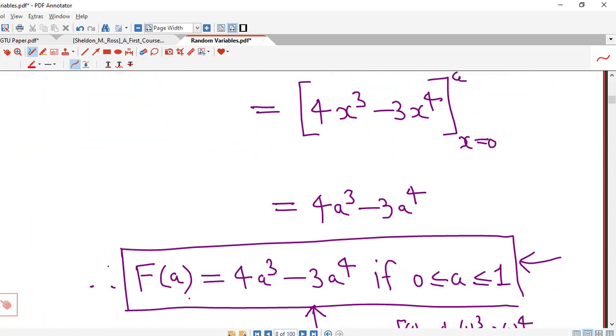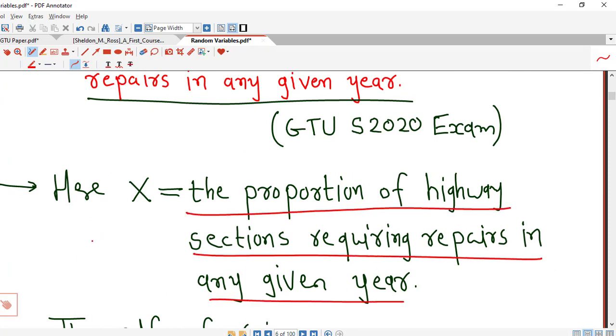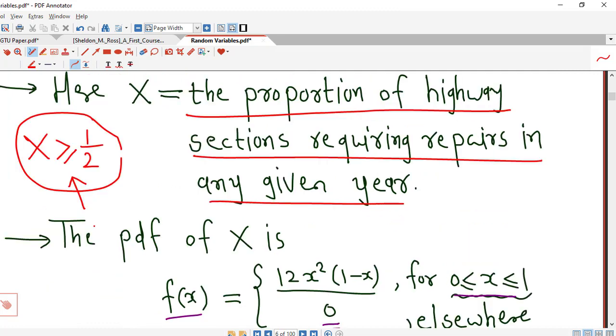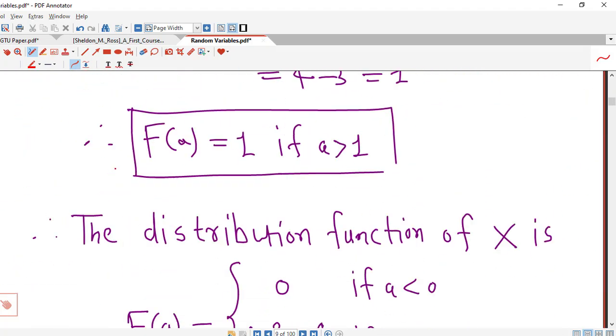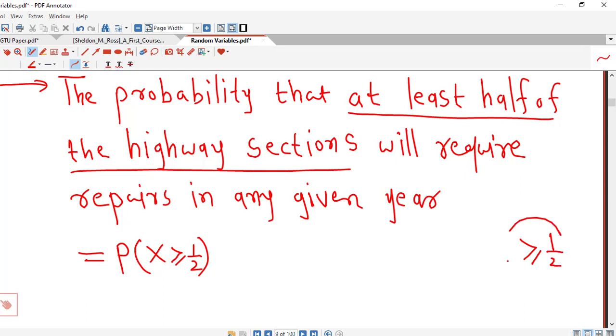Now random variable x is the proportion of highway sections requiring repairs in any given year, and we are asked to find the probability that half of the highway sections will require repair in any given year. That means random variable x is greater than or equal to half, that is 1 by 2. So the half of the highway sections requiring repairs in any given year can be represented by the event that the proportion is at least 1/2. So we will consider this probability as probability that random variable x is greater than or equal to 1/2, because we are asked to find the probability that at least half of the highway sections will require repairs in any given year. That means proportion is greater than or equal to 1/2.